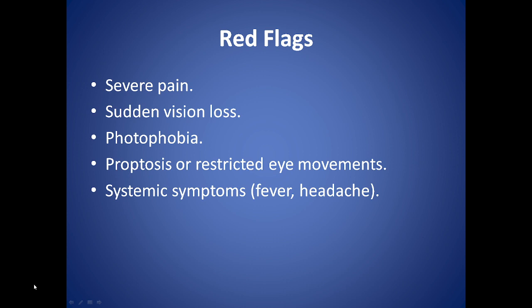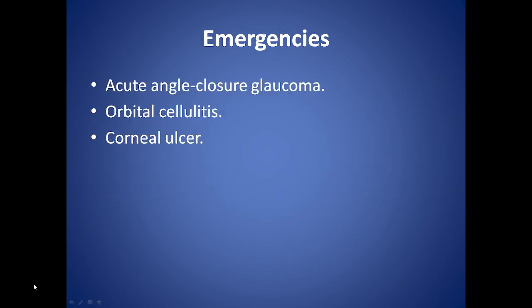We should pay attention to whether the patient has severe pain, if they are losing their vision, if they have photophobia, or if they have any issue in moving their eyes, or proptosis. And the emergencies here are corneal ulcer, orbital cellulitis, and acute angle closure glaucoma.